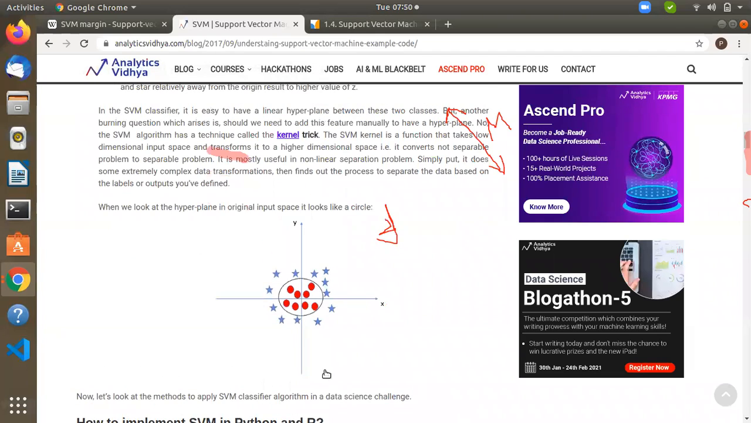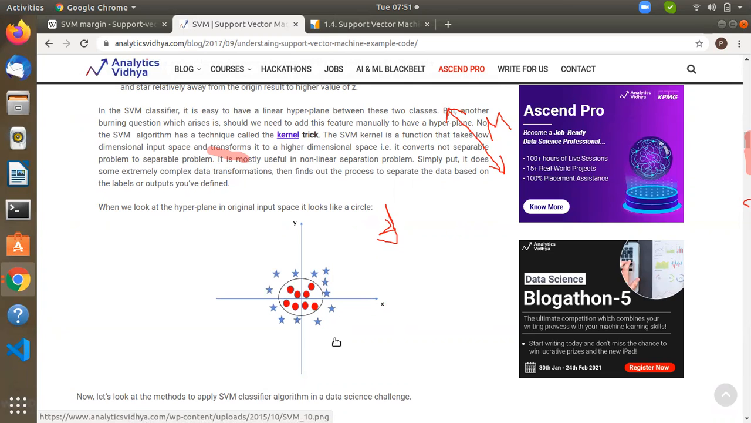Here you can see the data points. The red data points are in circular mode. Around that, another class, class B, is distributed. In this case, what we have to do is use something called SVM kernels.